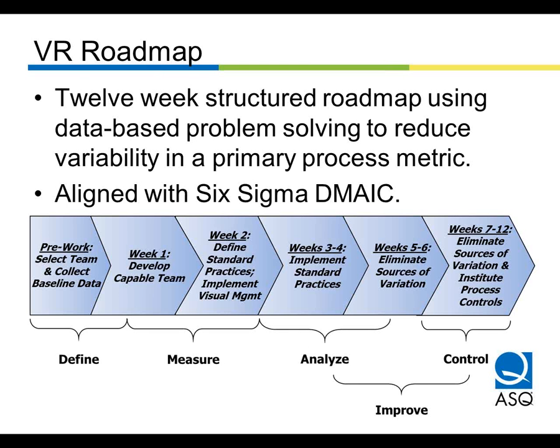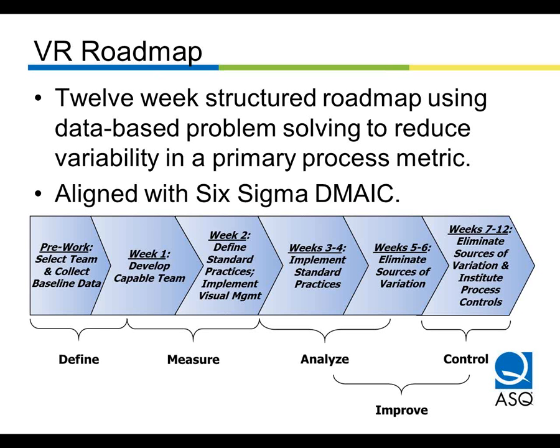There was a 12-week structured roadmap that used data-based problem solving to squeeze the variability out of the process. That roadmap was designed to align with the Six Sigma DMAIC model. The first week involved developing a capable team, training them and developing them into a solid team. Second week, the team defined the standard process and implemented visual management. And that aligned very much with the measure phase. Then in weeks 3 and 4, they implemented that standard process with the rest of their crew members.